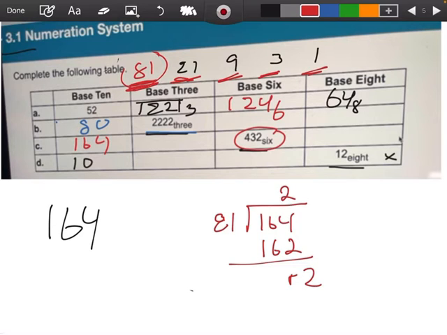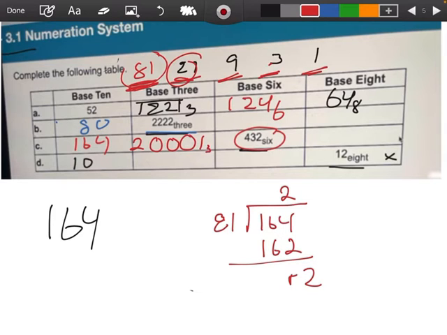Now, 27 is not going to go into 2, so that's going to be a 0. 9 is not going to go into 2, so that's going to be a 0. And 3 doesn't go into 2, so that's going to be a 0. But my last number here, you guys, is going to be a 1. So there's my answer for that piece, okay?